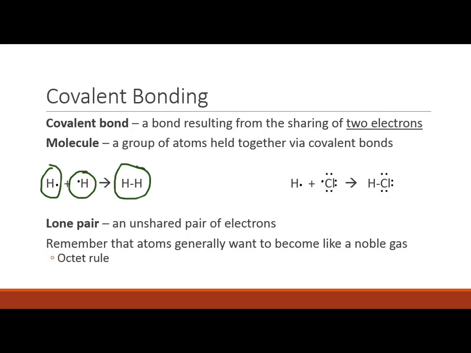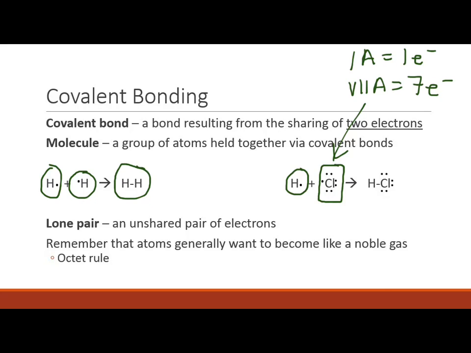Now, over here on the right, you can see that we have a hydrogen, this time coming in again with 1 valence electron. And there's a chlorine, and the chlorine happens to have 7 valence electrons. Remember that we can figure out how many valence electrons something has simply by looking at its location on the periodic table. Hydrogen is in column 1A, so that means that it has 1 valence electron that we can work with. Chlorine, on the other hand, is in column 7A. Since it's in column 7A, it has 7 valence electrons.